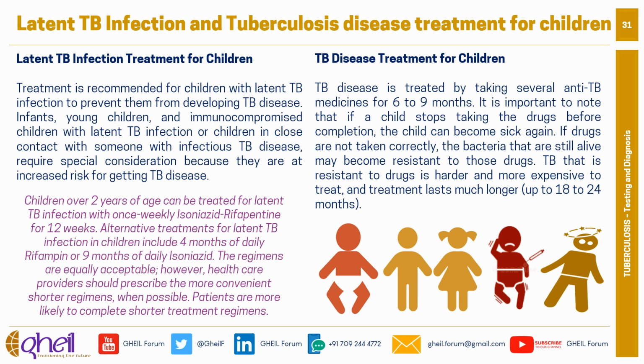TB disease treatment for children. TB disease is treated by taking several anti-TB medicines for 6 to 9 months. It is important to note that if a child stops taking the drugs before completion, the child can become sick again. If drugs are not taken correctly, the bacteria that are still alive may become resistant to those drugs. TB that is resistant to drugs is harder and more expensive to treat, and treatment lasts much longer, up to 18 to 24 months.